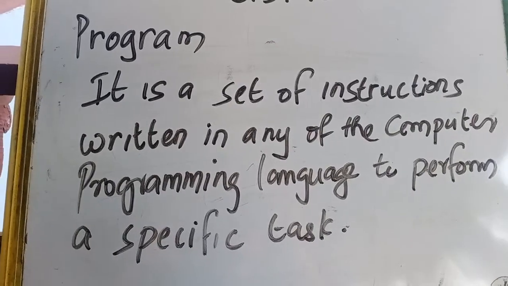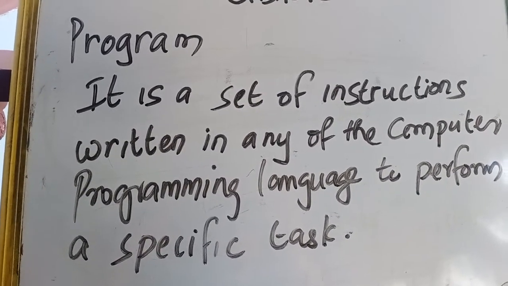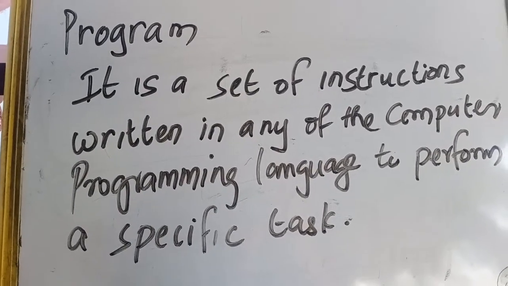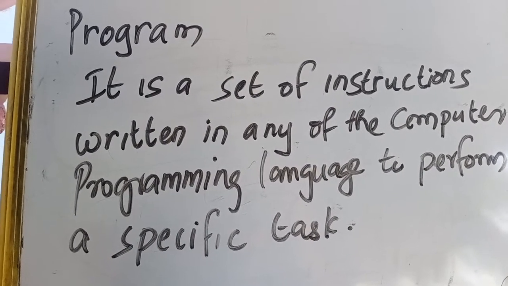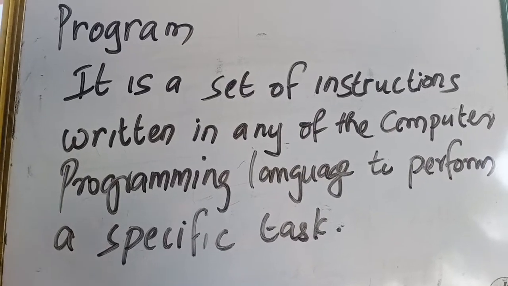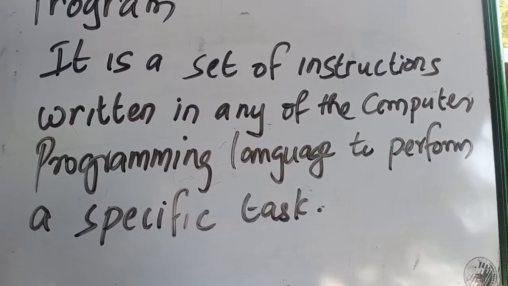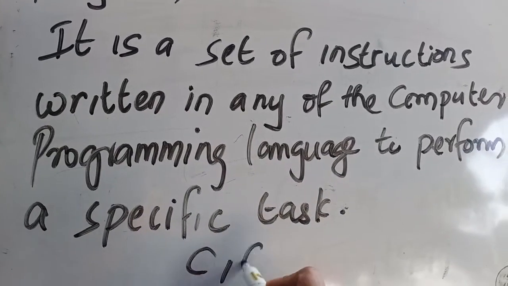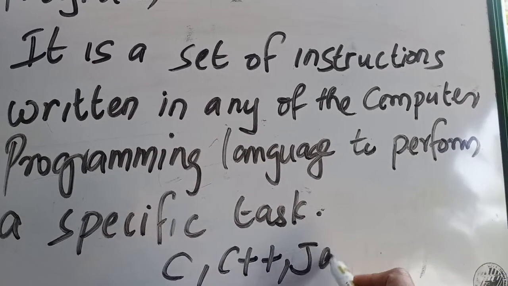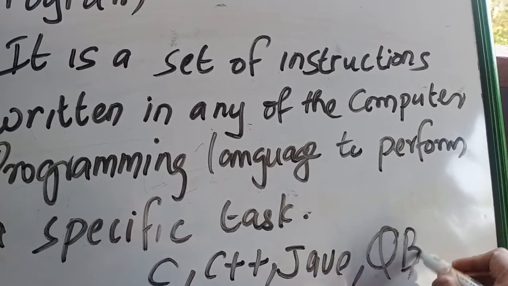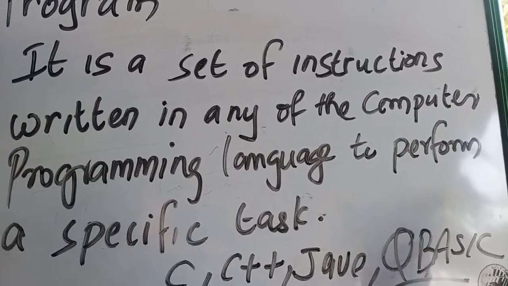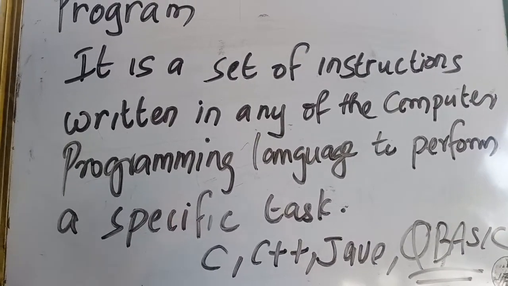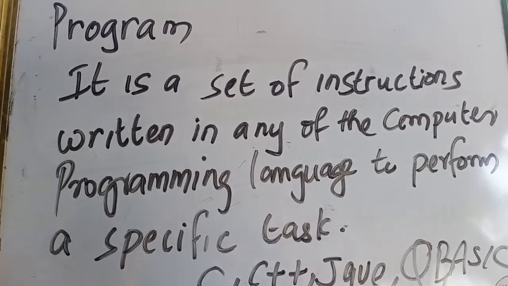So my dear children, what do you understand by program? A program is a set of instructions written in any of the computer programming languages to perform a specific task. Clear? Yes. So tell me some of the examples we have already discussed. Let me repeat once again. My examples are C, C++, Java, QBASIC, right? QBASIC was the high-level programming language that was developed and launched by Microsoft in the year 1991.